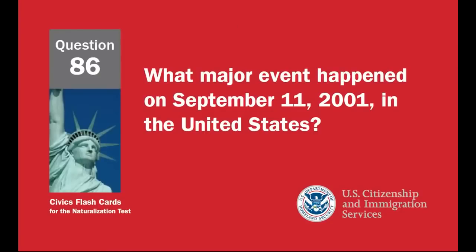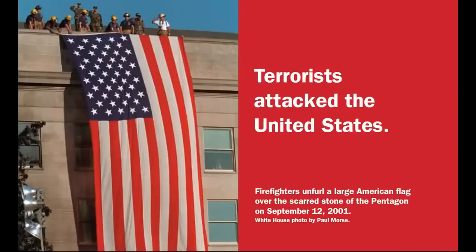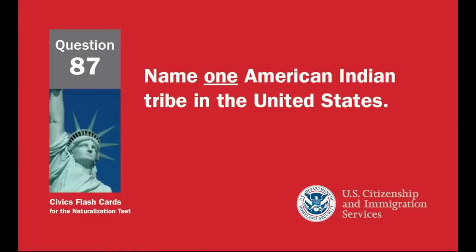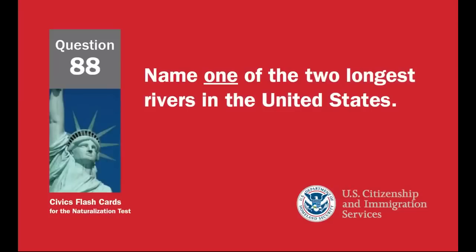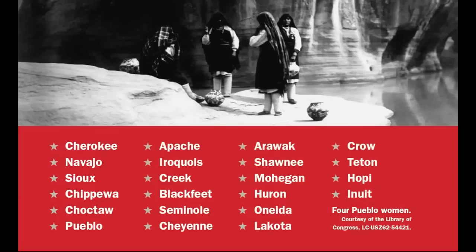What major event happened on September 11, 2001 in the United States? Terrorists attacked the United States. Name one American Indian tribe in the United States. USCIS officers will be supplied with a list of federally recognized American Indian tribes.